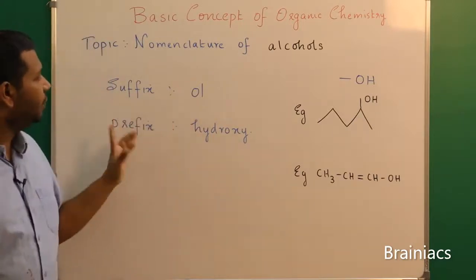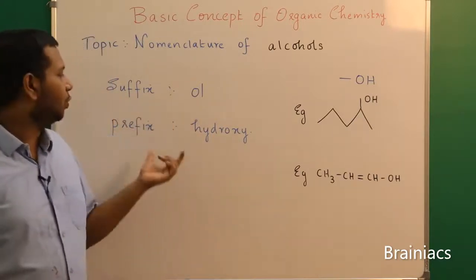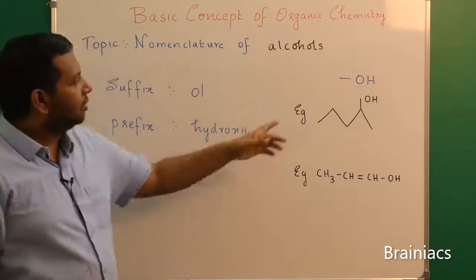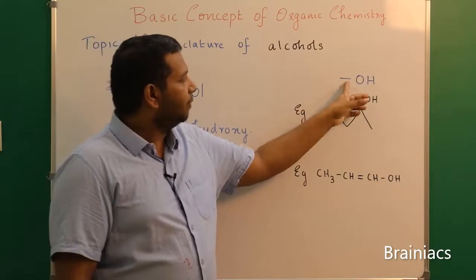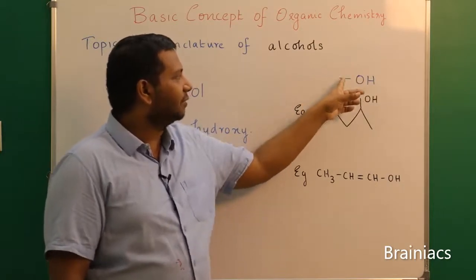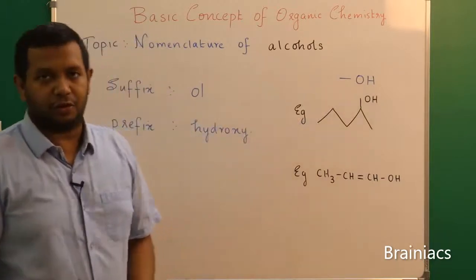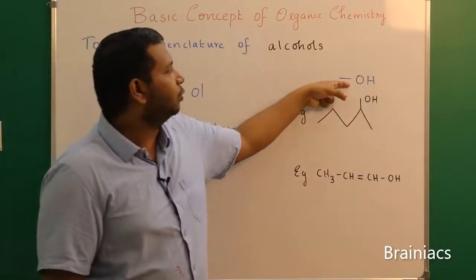Suppose the OH is behaving like a substituent. In that case, what is the prefix we need to use? Hydroxy. Understood? So you can see here hyphen OH, or this means radical. This is where you need to connect your group. So it's a monovalent functional group. Monovalent means one valency, you could see here.